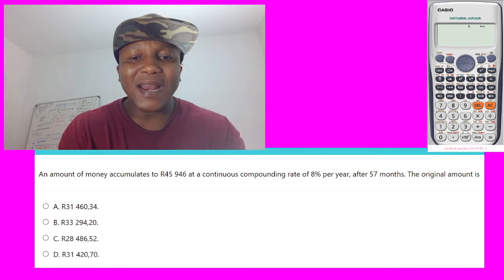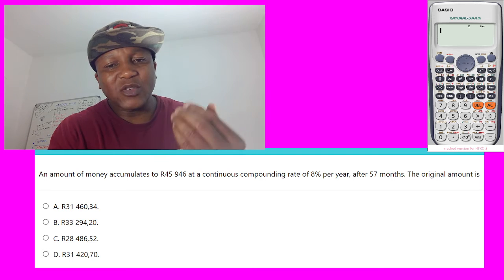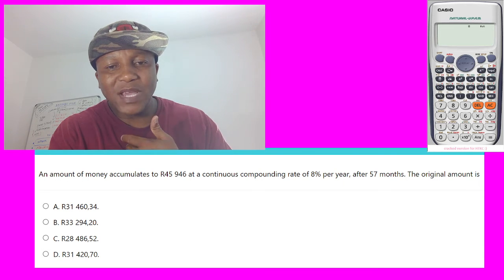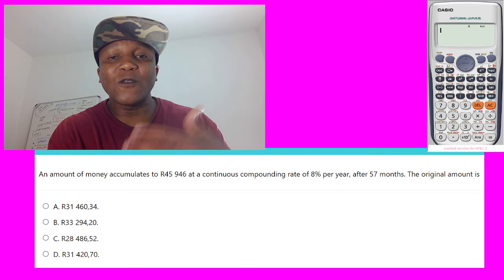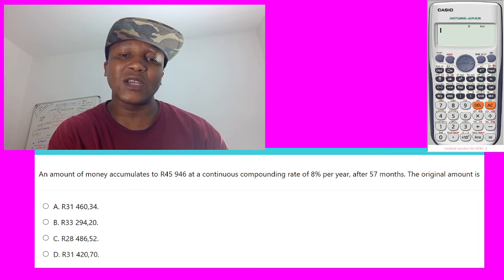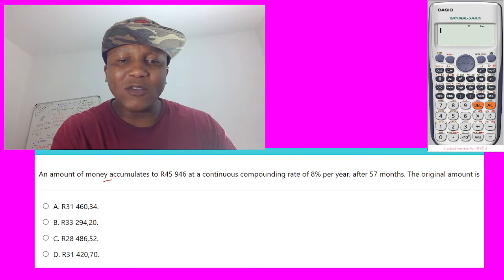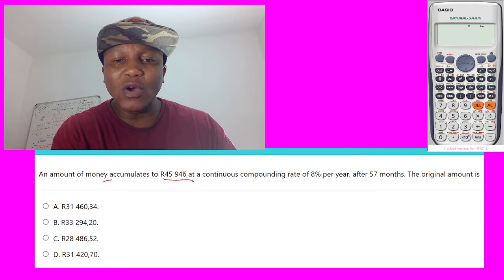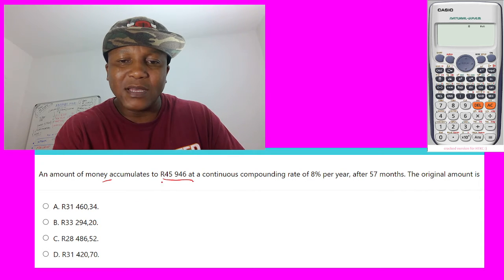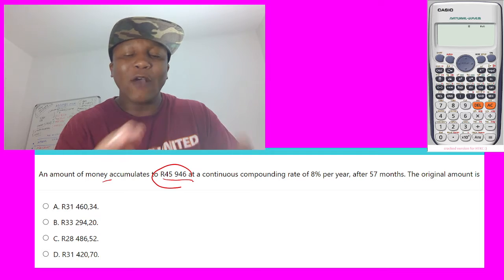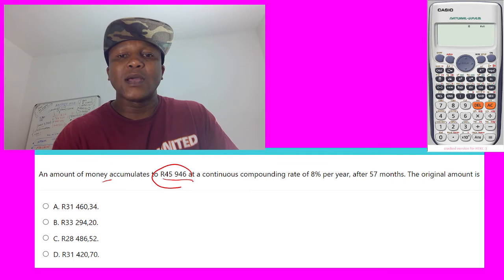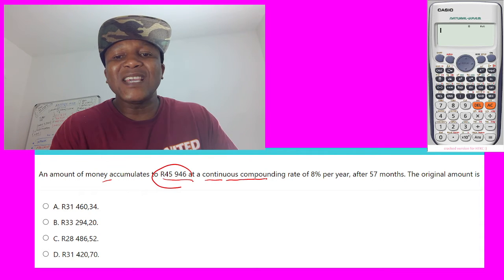They say an amount of money accumulates. So let me give you tricks, because it's not about you watching me solve and then following me without getting the concept of the question. They say an amount of money accumulates to. So we don't have the initial amount of money, but we know the amount the money accumulates to. Okay, now they say at continuous compound.